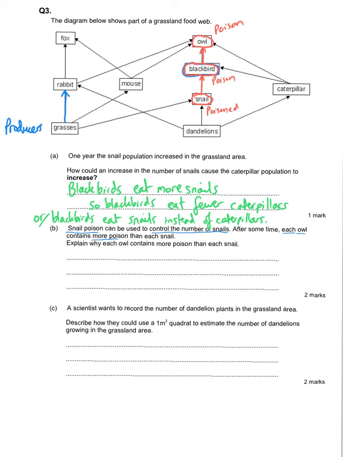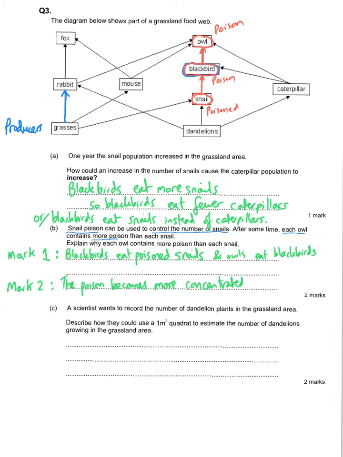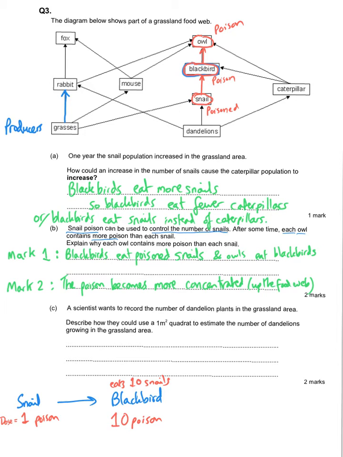But for this question, it is okay to say blackbirds eat the snails, owls eat blackbirds, and then the poison becomes more concentrated. Because if each snail had one piece of poison in it and a blackbird eats 10 snails, well, the blackbird's got 10 pieces of poison in it. And if the owl eats 2 blackbirds, it's got 20 pieces of poison in it. And so this is called bioaccumulation. It means the build-up of substances at different stages in a food chain.